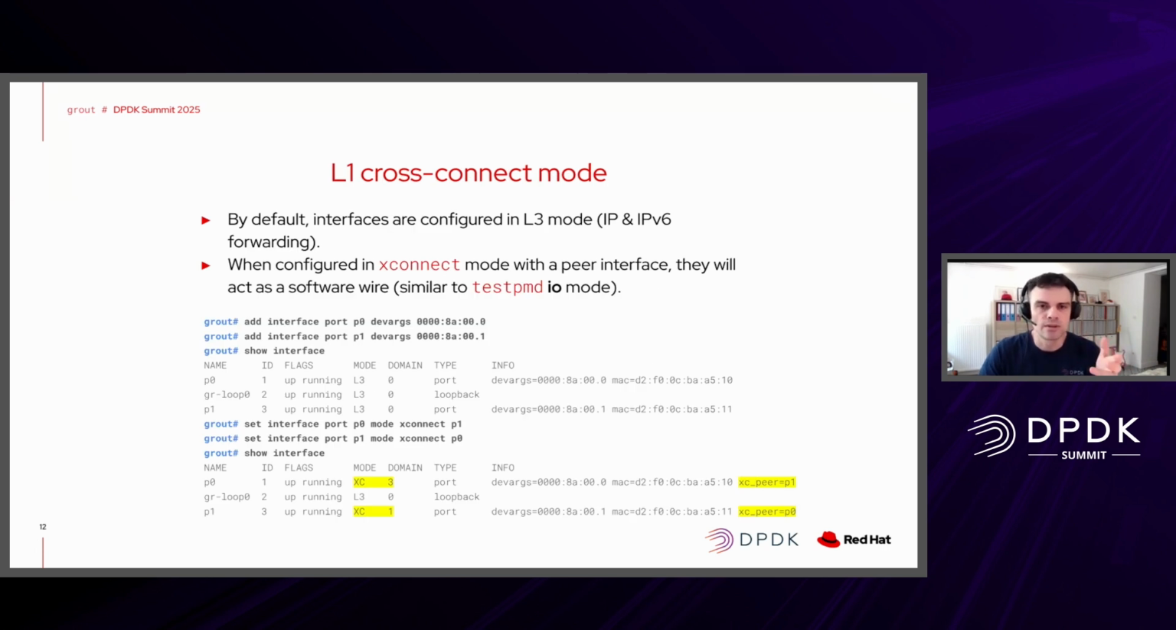Also, we had the L1 cross-connect mode, which I talked about earlier. It's just a matter of setting the mode to cross-connect, and then you give a peer port, and it will act as a software wire, like TestPMD in IO mode, which is the default mode, I think.